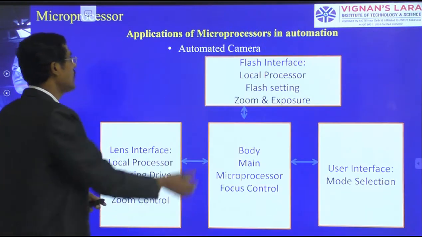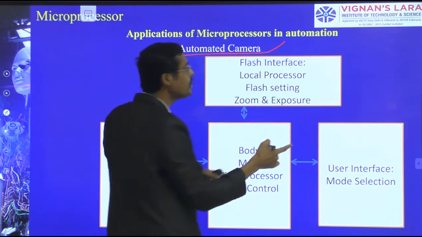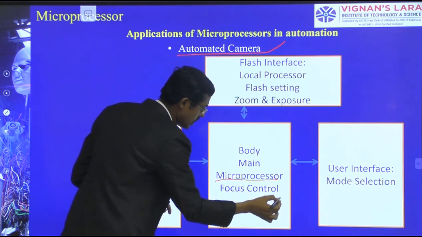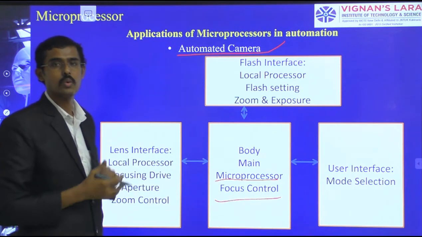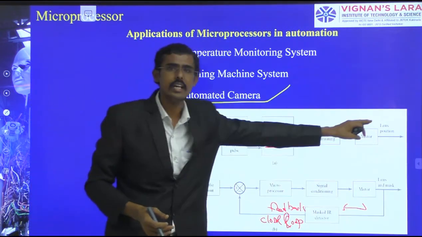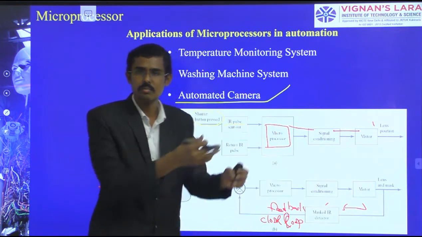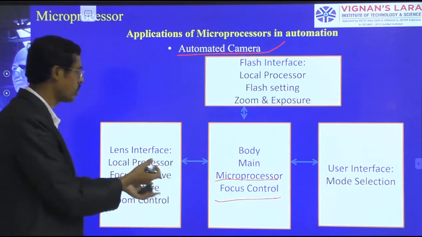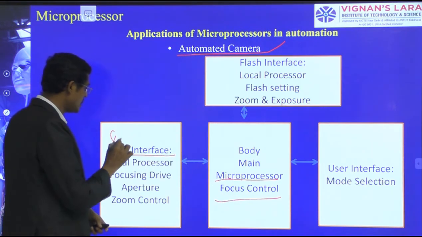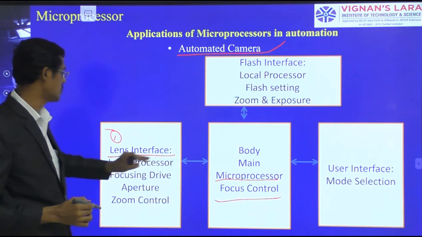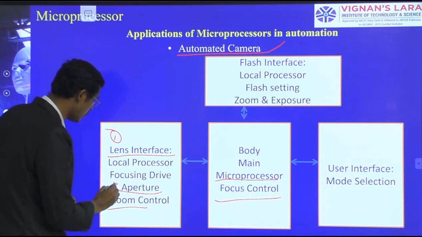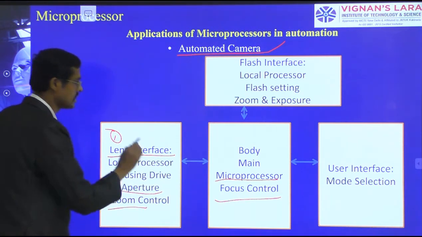You see one more. I have taken the automated camera, and I want to show you multiple operations here. Here the main body of the microprocessor is there for focus control. Focusing we are doing. What are the interfaces available along with this camera? We have seen here the motor, lens, and mask, and then the brightness and contrast. Similarly, the same pattern I want to mention. Lens interfaces, number one. What are these? Local processors, focusing, apertures, zoom controls. These things are all done by the lens interfaces.